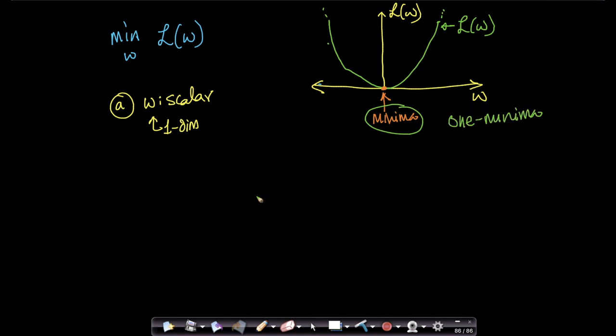Now let's take another, slightly different example. Imagine my W is here, and my L of W looked like this, let's say. Okay, let me change it slightly.